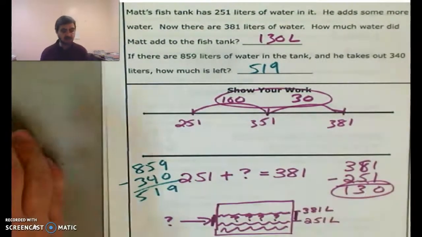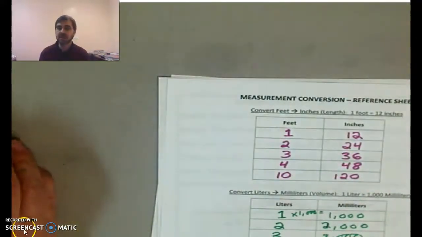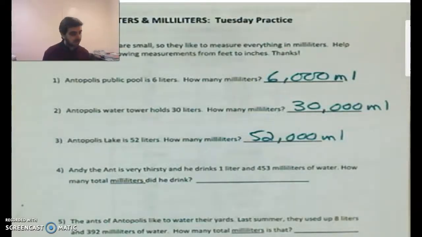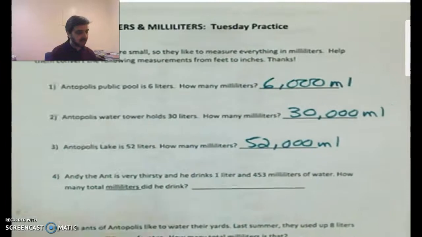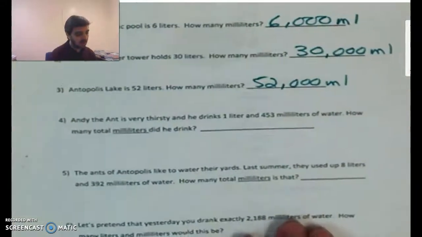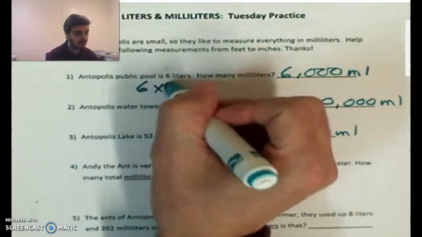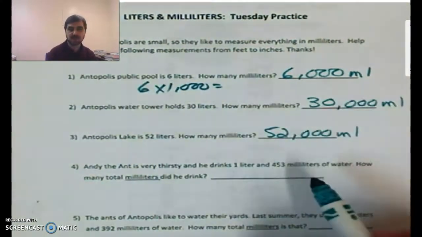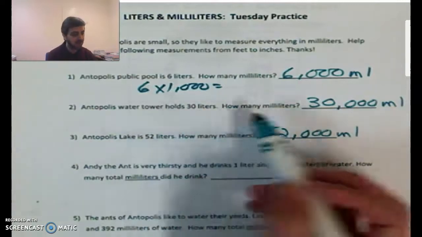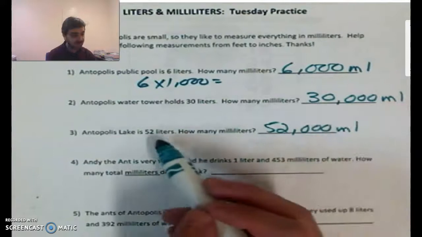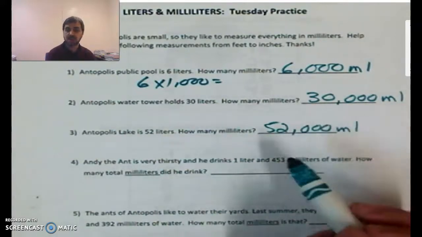All right, so let's take a look at your liters to milliliters problems. I think the first few were pretty straightforward. We know that for every 1 liter, there's 1,000 milliliters. So if there's 6 liters and you multiply that times 1,000, 6 times 1,000 gives you 6,000 milliliters. 30 times 1,000 is 30,000. And 52, it's a bigger number, but it's still just 52,000.